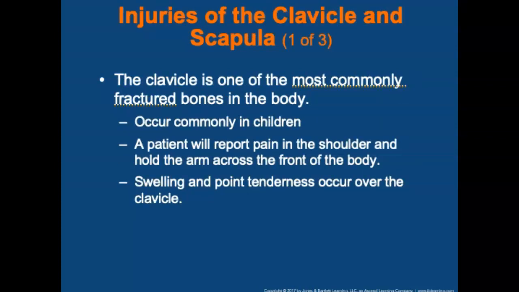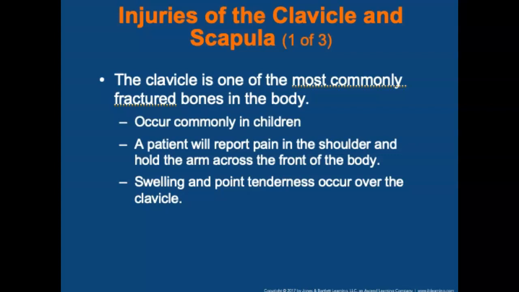Specific musculoskeletal injuries are what we're going to break it down into next. First, we're going to talk about the clavicle and the scapula. Remember that the clavicle, or the collarbone, is one of the most commonly fractured bones. Remember, because it's so thin, fractures of the clavicle commonly occur in children when they fall and put their hand out.